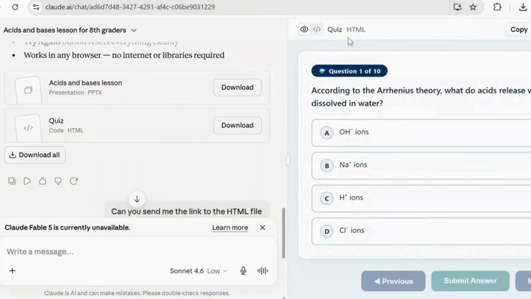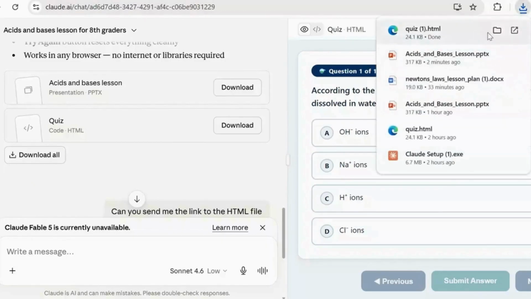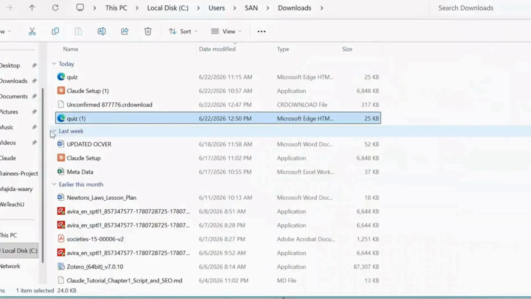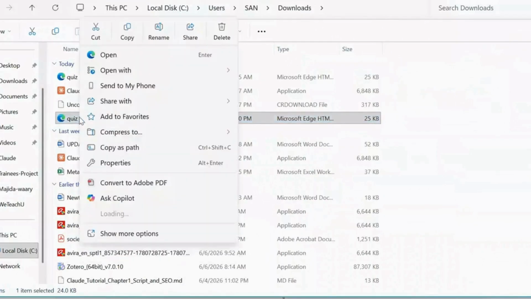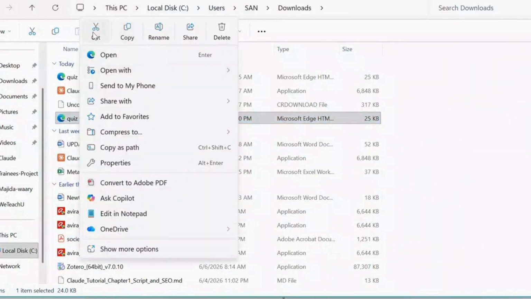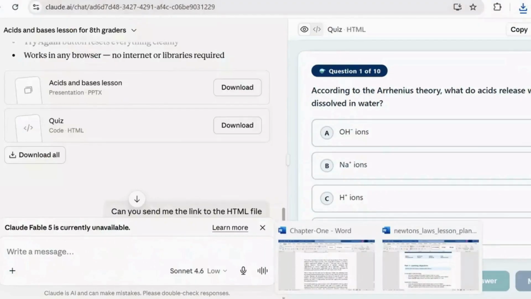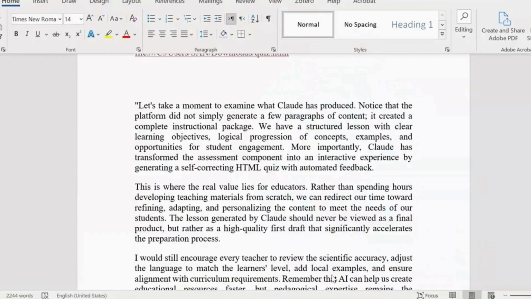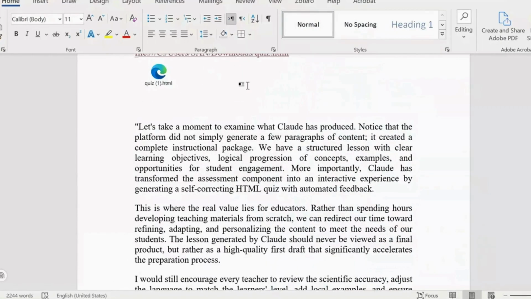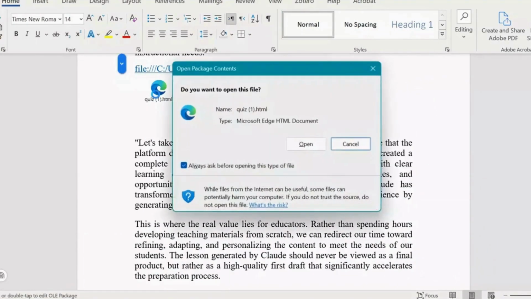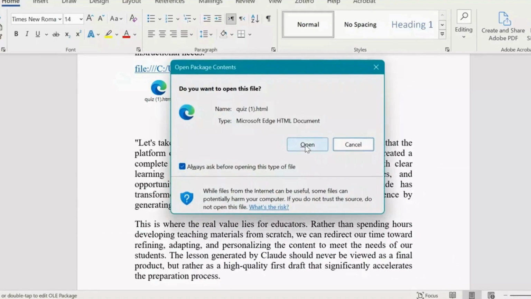Here is the link to the quiz.html. I need to download as HTML. So once I download the link, I just need to copy the link and send it to my student or put it in the Word file. Okay, that's the quiz. Students will have access to the tests.